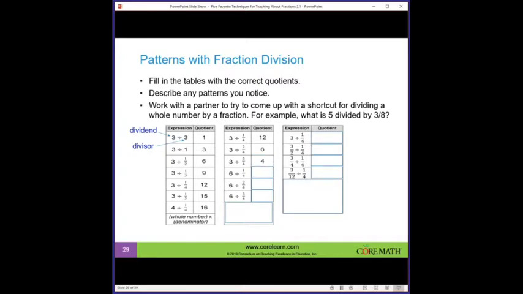I could do it again with 6 and see, okay, 6 divided by 1/4, there's 24 of those. By 2/4, there's 12 of those. By 3/4, there's 8 of those. And again, I asked students, look for a pattern here. Let's build off of that pattern we saw in the first table where we multiplied that dividend, that whole number, times the denominator. Then what happens?